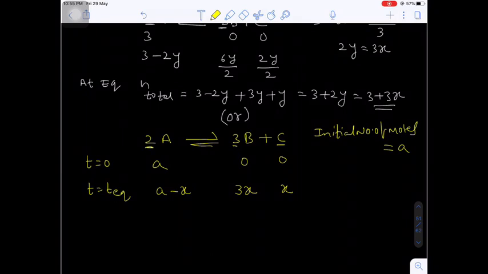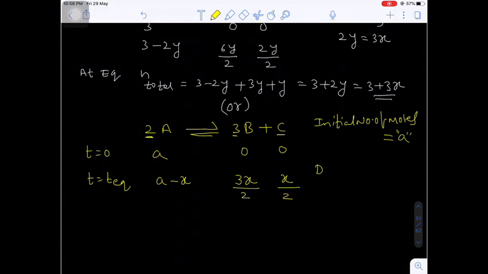Remember, what is the stoichiometry of the reactant? 2. So we have to write divided by 2. This is very important, and this is a common problem solving method. Once again, initially I take small a moles of reactant, so there will be no products. Now at equilibrium, suppose x moles dissociated. According to which, 3x by 2 moles of B will be formed and x by 2 moles of C will be formed. Are you getting my point?